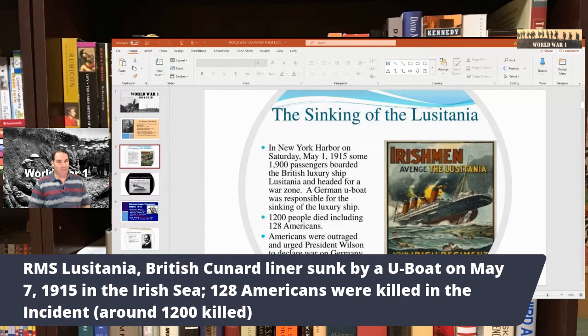The ship went down real fast. I want to say in 16 minutes, it sank fast. So very few survivors were able to get out.